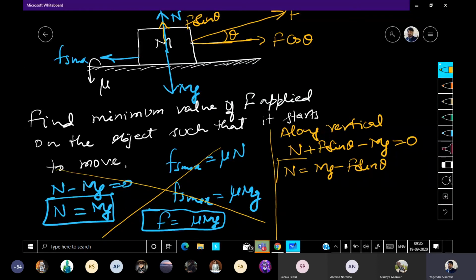The picture is still to come. N comes out to be mg minus F sin theta.